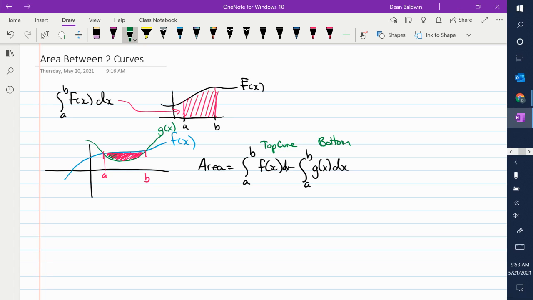And because we can combine integrals when you're adding or subtracting, we can turn this into one integral instead of writing it as separate, and just go, it's the integral from a to b of f of x minus g of x dx. That's it. That's all you have to do.